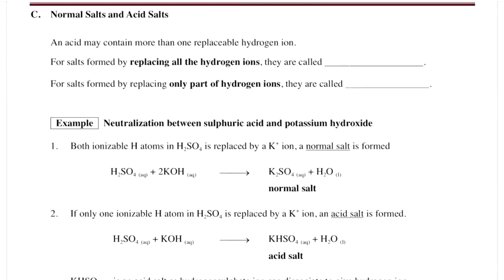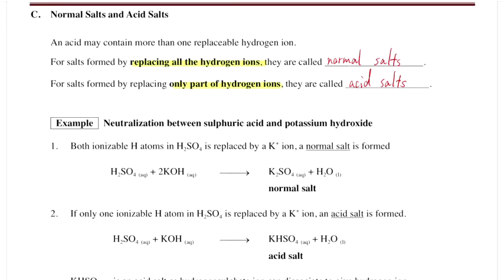Okay, so take a look at the definition here. Salts formed by replacing all the hydrogen ions are called normal salts. And salts formed by replacing only part of the ionizable hydrogen ions are called acid salts. Okay, it would be more clear if I show you some examples.